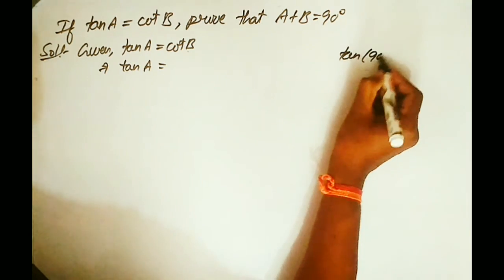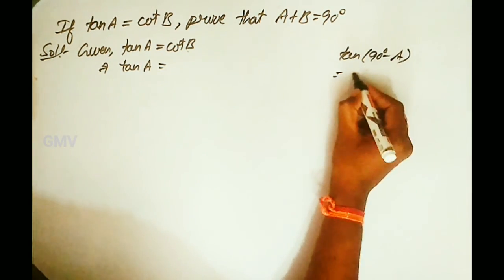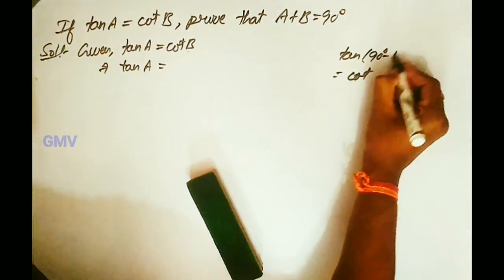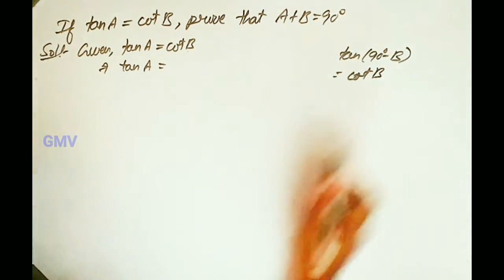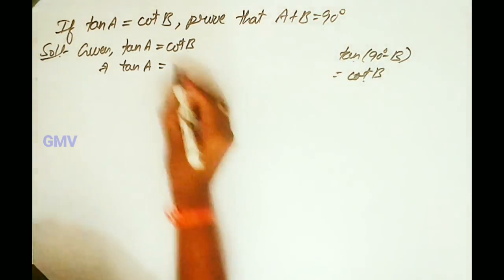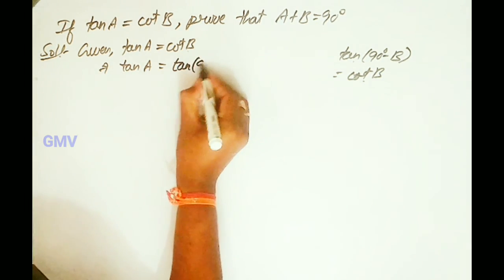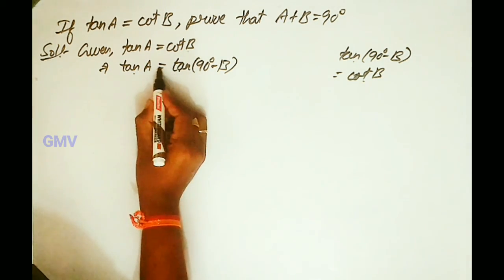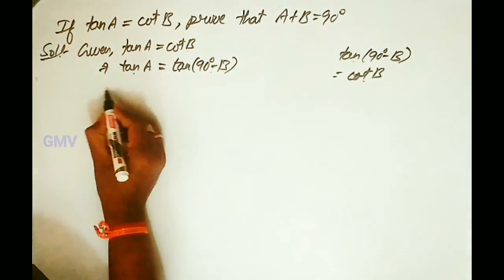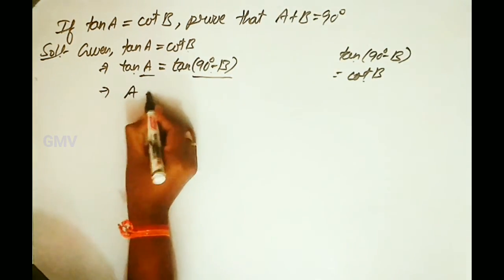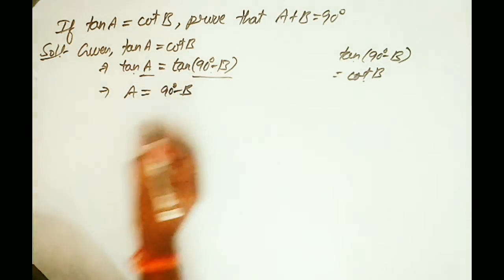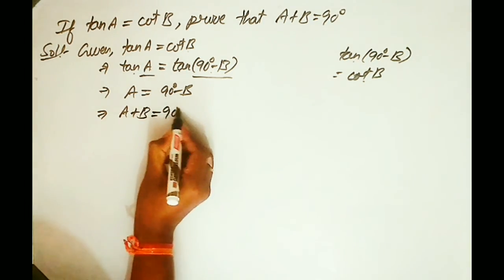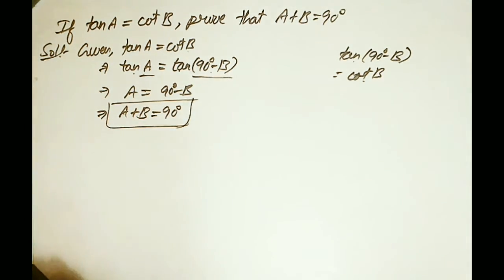We know that cot (90 degrees minus A) is equal to tan A. Here B is present, so we can write cot B as tan (90 degrees minus B). So this can be written as tan (90 degrees minus B). Now on both sides tan is present and there is an equality, so the angles must be equal. So A is equal to 90 degrees minus B. It implies A is there, minus B is transposed to LHS, we get A plus B is equal to 90 degrees. And that's proved.